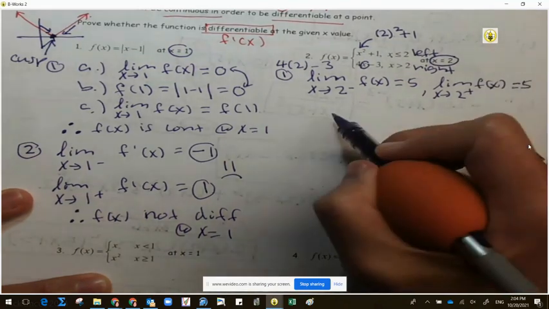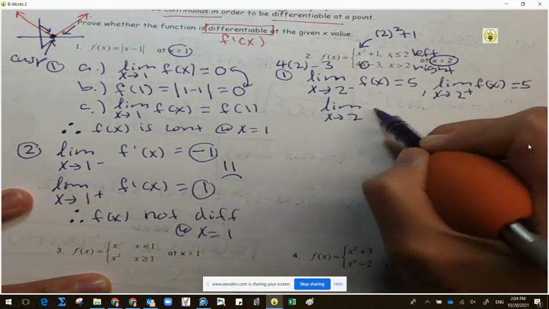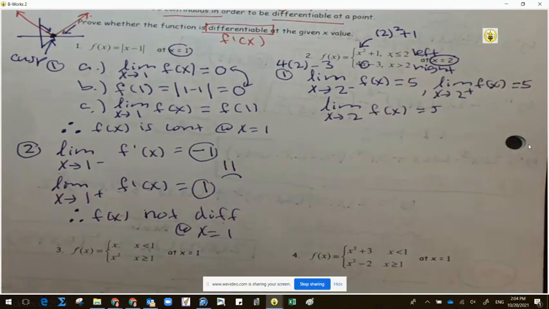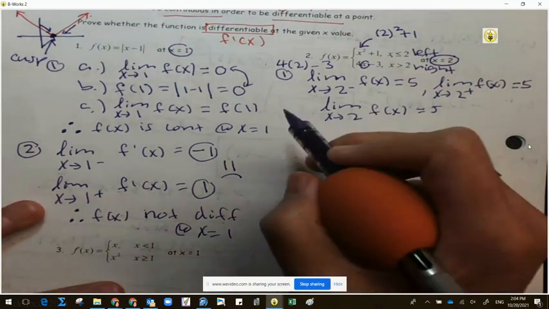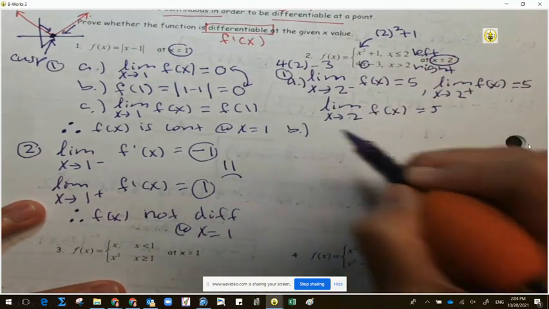5 as well. So does a limit exist? The limit as x approaches 2 in general does exist: 5. When it's from the left and the right, you do still have to mention that part. That was part A, by the way, that I forgot to notate. Let's go to part B.